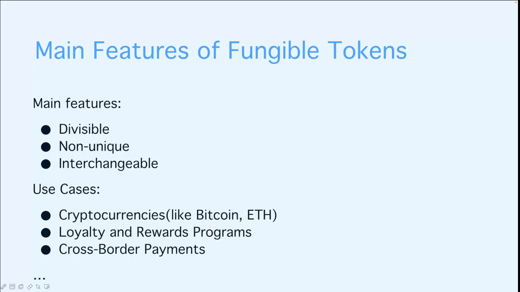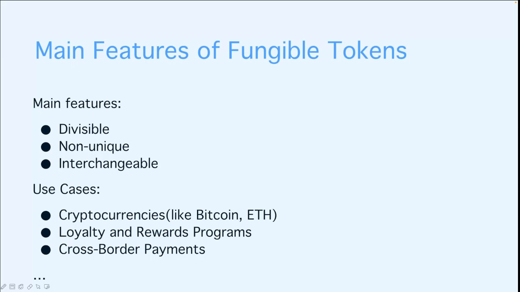Fungible tokens are characterized by three main features: divisibility, non-uniqueness, and interchangeability. So the first one is divisibility. Fungible tokens can be subdivided into smaller units, which allows for fractional ownership. And this granularity lends versatility to the token's utility and value.